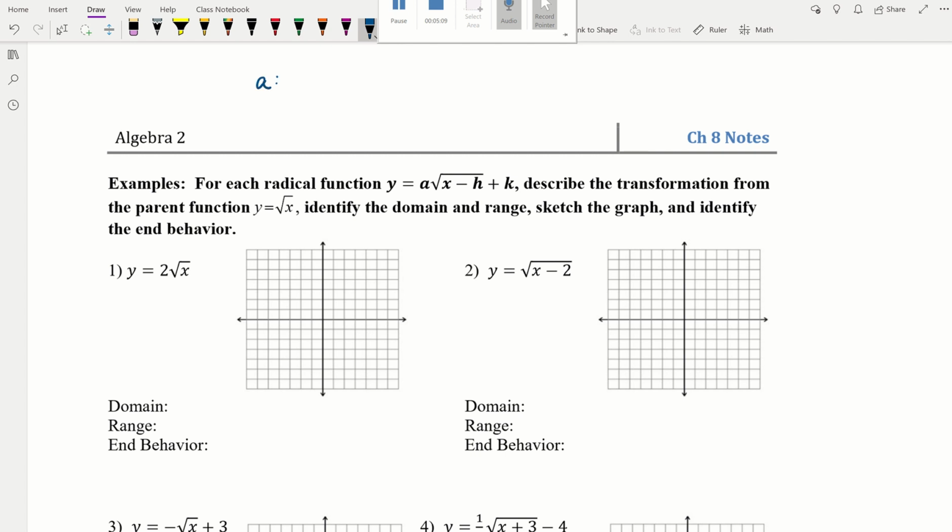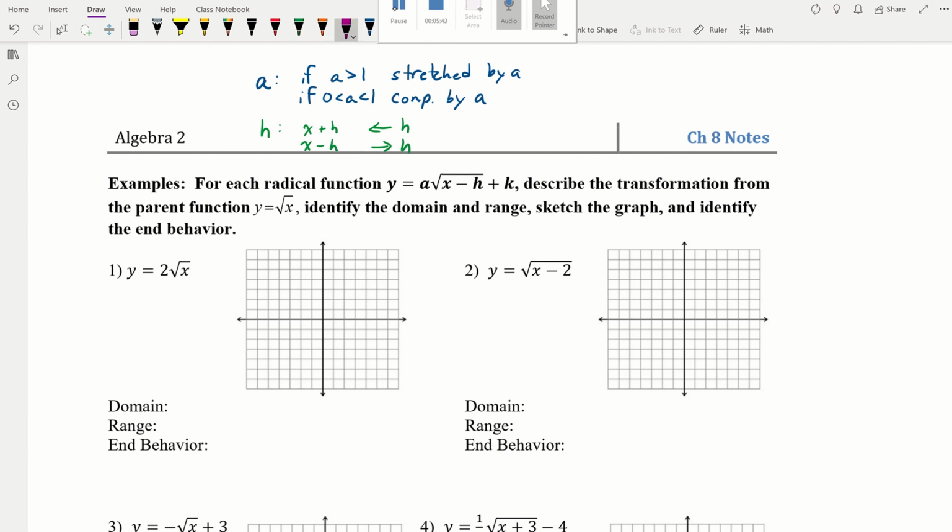If we're talking about a, if a is greater than 1, we say the graph is stretched by a. If a is a value that's greater than 0 but less than 1, we say that the function is compressed by a. For h, if it's x plus h, our graph is going to move to the left h. If it's x minus h, the graph is going to move to the right h.